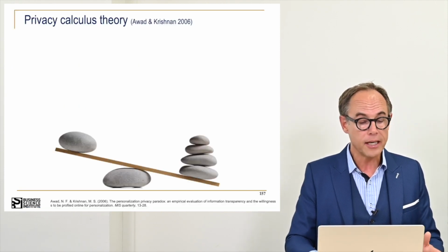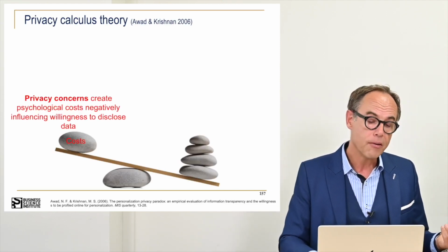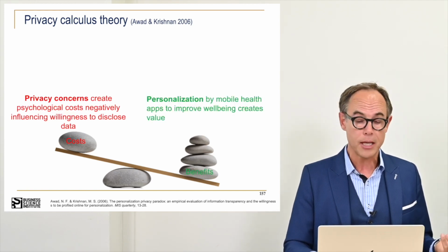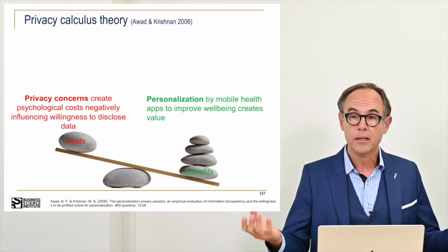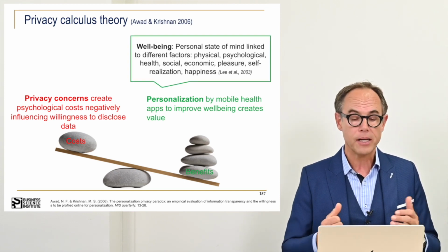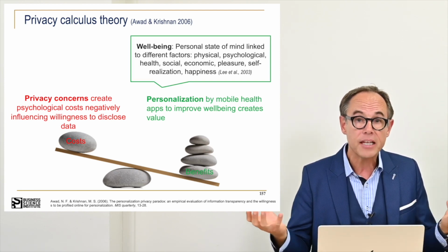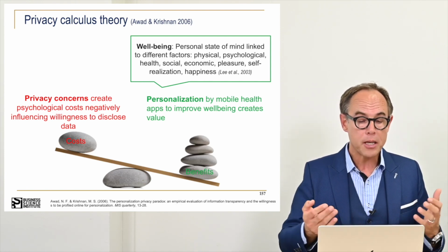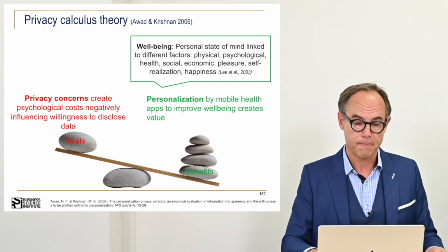And here you can see it actually. On the one hand, we have privacy concerns that create psychological cost, negatively influencing well-being and willingness to disclose data. On the other hand, we have benefits related to personalization that improve well-being, that create value. Well-being is conceptualized as a personal state of mind linked to different factors such as physical well-being, psychological well-being, health, mainly social well-being, because health apps can connect customers or patients to discuss among them, pleasure, self-realization through sports apps, and last but not least, happiness.